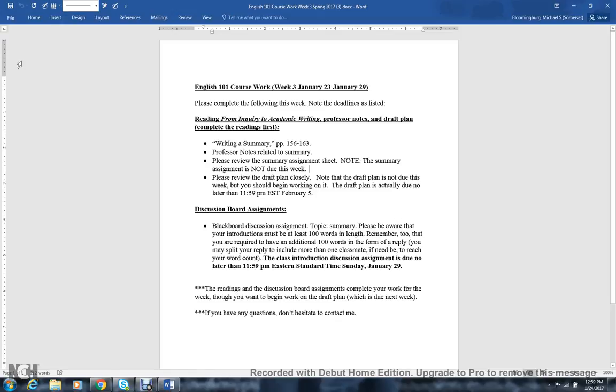In addition, you have one discussion board assignment this week, and that's related to summary. Make sure that you make note of that, and of your due date, which is listed below: Sunday, January 29th by midnight. The readings and discussion board assignments complete your work for the week. That being said, you may want to start on the draft plan as well.